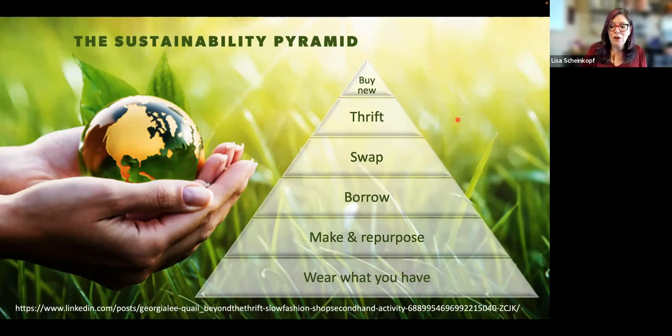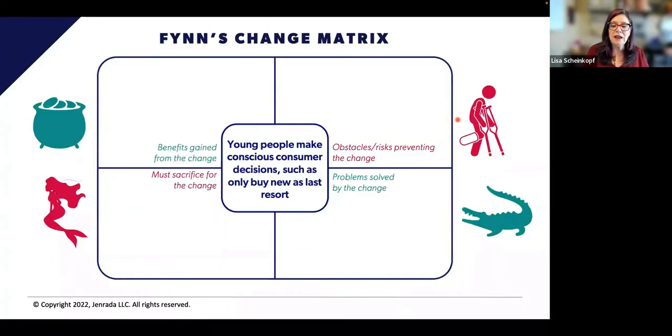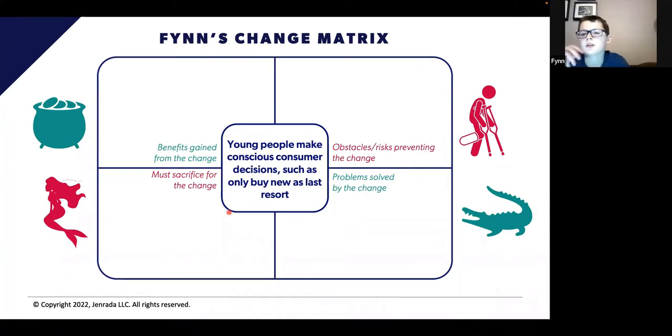Okay, Fynn, so the way that you now verbalize this on your change matrix, right? Before you all saw a blank one, now you're going to see what we're going to talk about each of these 4 quadrants as they get filled in. So Fynn, you can read that to us or people can read through it, but this is pretty much what you wrote. Right? So yeah, I'll read. So young people make conscious consumer decisions, such as only buying new as a last resort, because some stuff you do just need to buy new.